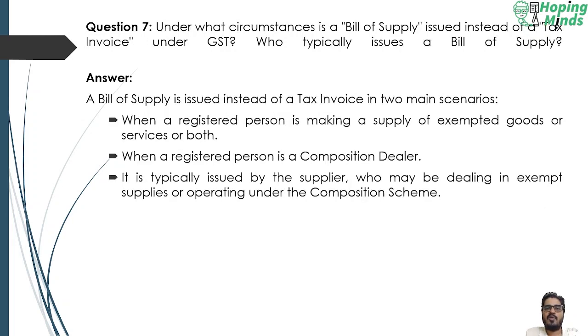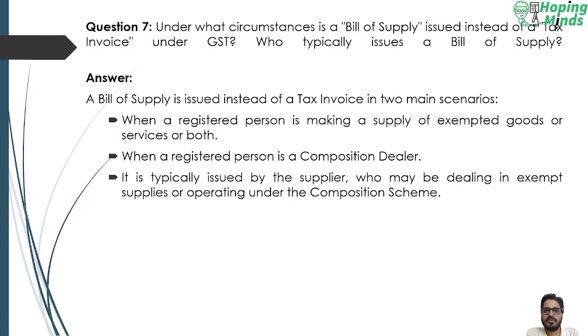Moving ahead, under what circumstances is a bill of supply issued instead of a tax invoice? Who typically issues a bill of supply? So a regular taxpayer is required to issue a tax invoice, whereas composition dealers are required to issue a bill of supply. The reason for this difference is that a composition dealer is not allowed to charge GST in the invoice. Hence, it cannot be termed as a tax invoice. Rather, it is a bill of supply.